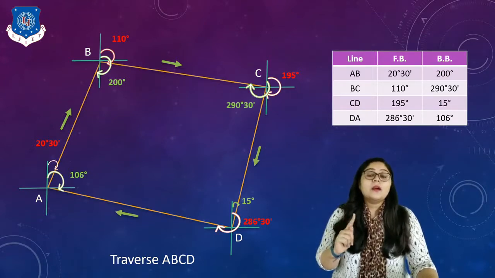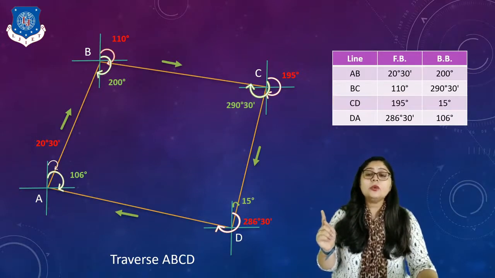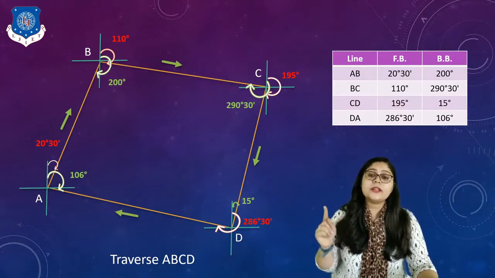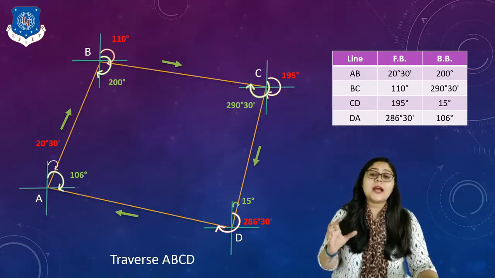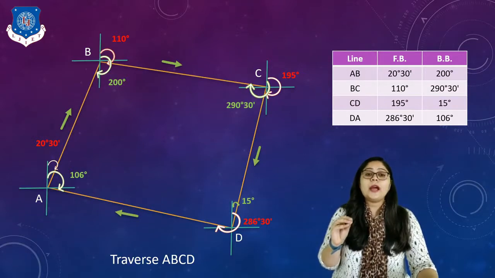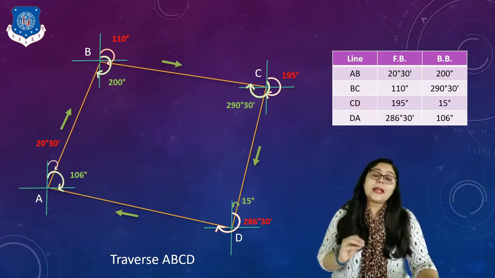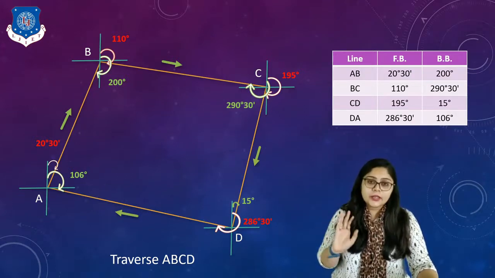Now, here on screen you can see if I want to calculate the angles, right? At that time, I have to simply subtract two angles. It means for angle A, I can simply do the calculation in such a way that 106 degree minus 20 degree 30 minutes will give me the answer of angle A. Same for angle B. From 200 minus 110 will give me the answer of angle B. I am trying to say that if I do the calculation with respect to forebearing and back bearing, I get the answer of the interior angle.